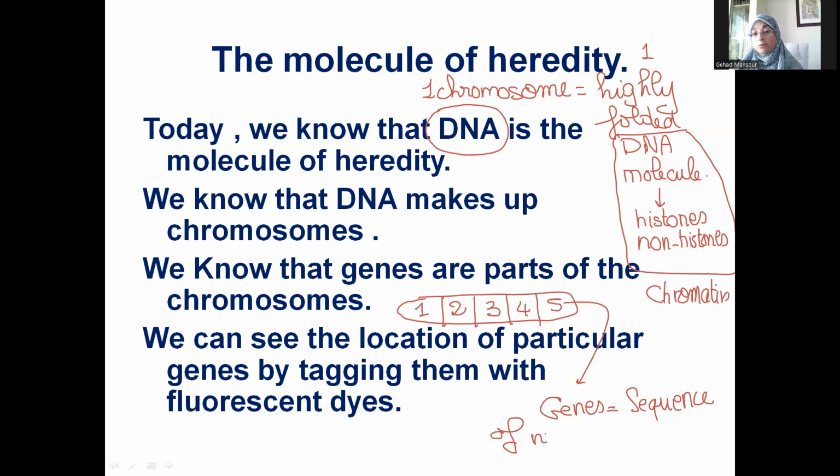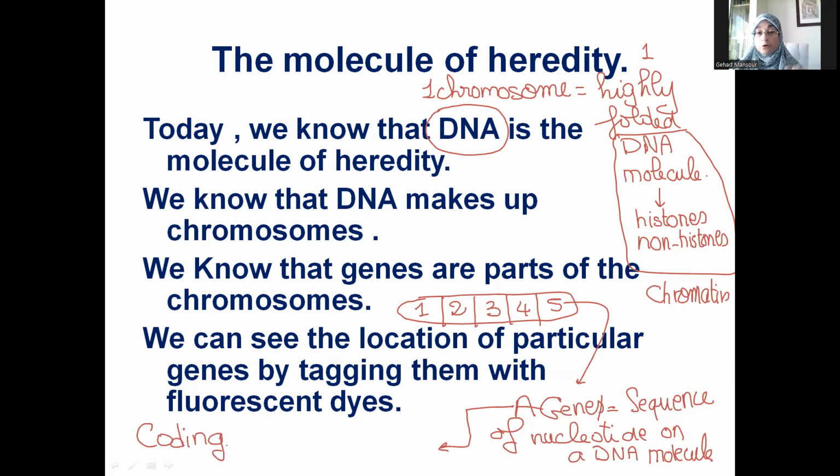A gene is a sequence of nucleotides on a DNA molecule. But it's not just a sequence of nucleotides on a DNA molecule, because in order for it to be called a gene or an allele, it has to be controlling a certain characteristic. So it has to be coding. And by coding, we mean that it codes for a particular trait.